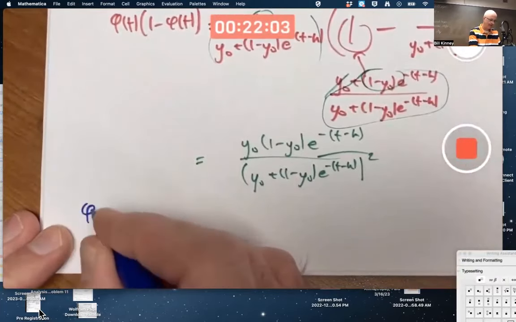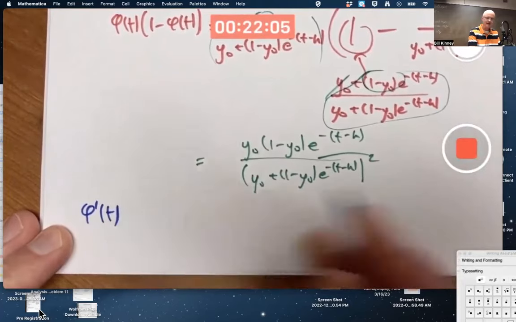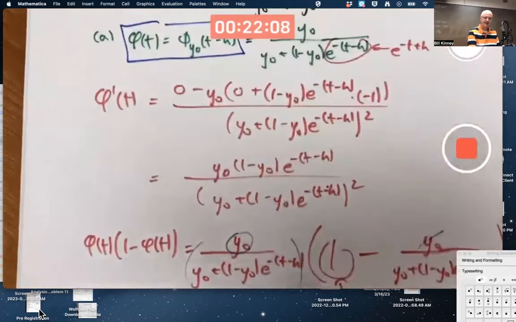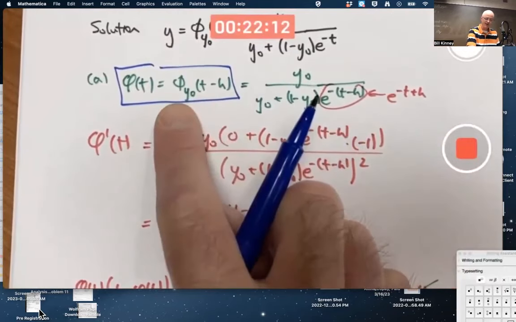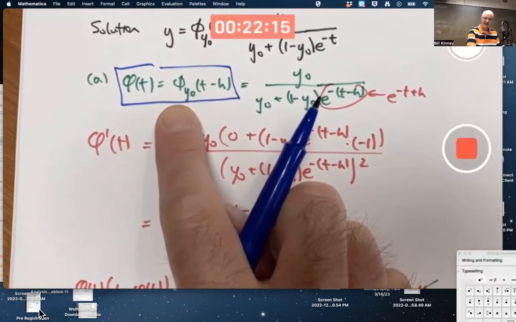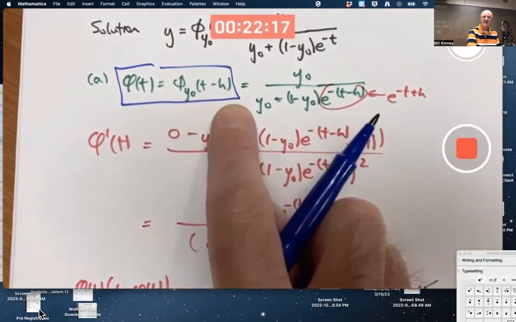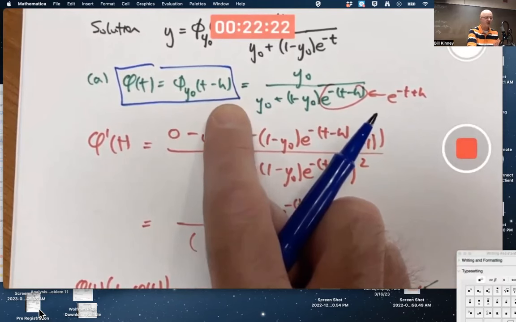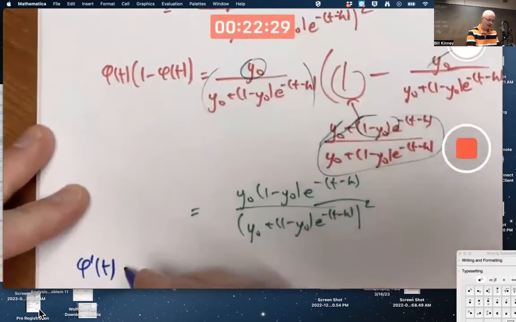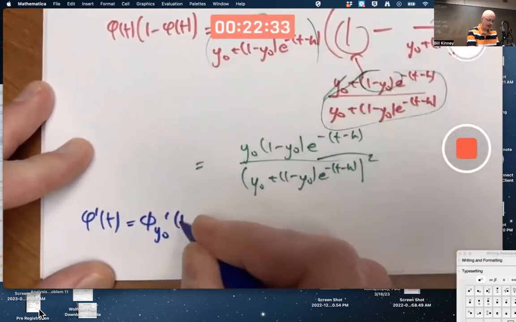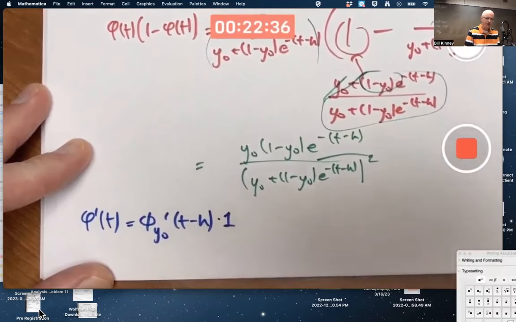So fancy phi prime of t, if I use this abstract formula, I guess I got to differentiate ordinary phi. And I've got a t minus h instead of t in there. I guess I got to use the chain rule, but it's a trivial application of the chain rule because the derivative of t minus h with respect to t is just 1. So I get this ordinary phi function prime of t minus h times 1. But then what do you do with that?